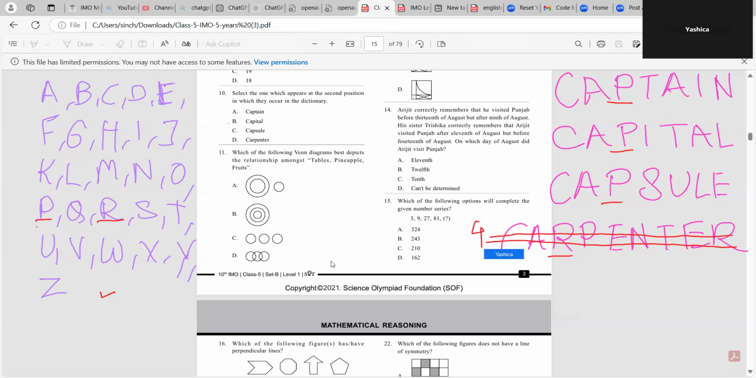So it will be fourth. Now we are left with captain, capital, and capsule. The next different letters are T, I, and S. So we need to figure out which occurs first. Here is S and T, and this is I. I is way before S and T. So capital will come as the first word.